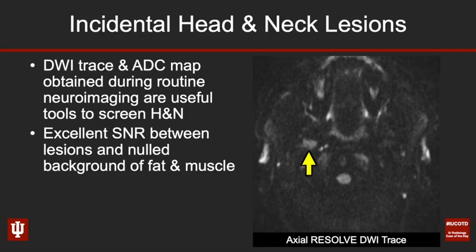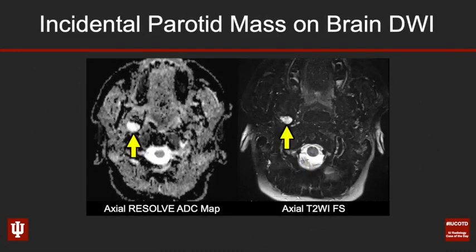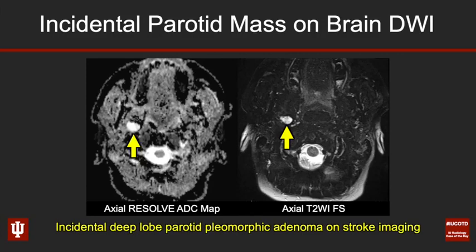So here in this case, on this Resolve diffusion trace, we can see a right deep lobe of parotid mass. And really, we can see it nicely because there's fewer distractors surrounding it. We can see on the ADC map that it was very bright. It was bright on T2 as well, and this was an incidental deep lobe of parotid pleomorphic adenoma.